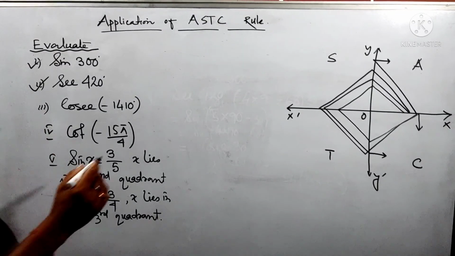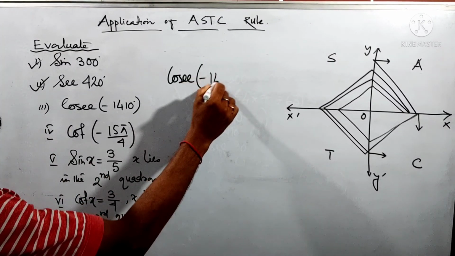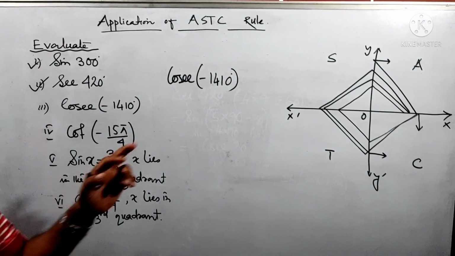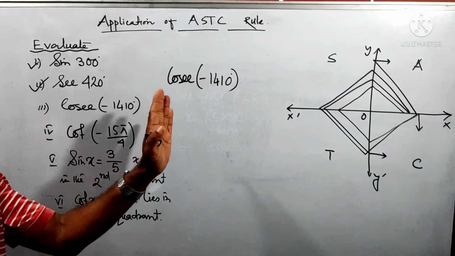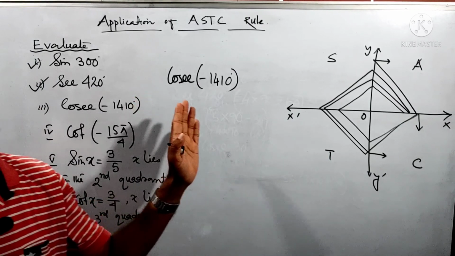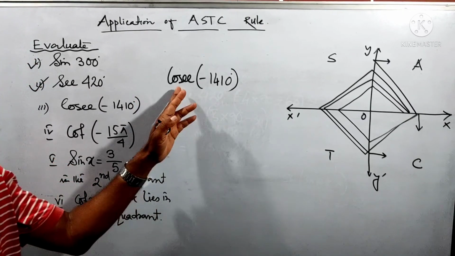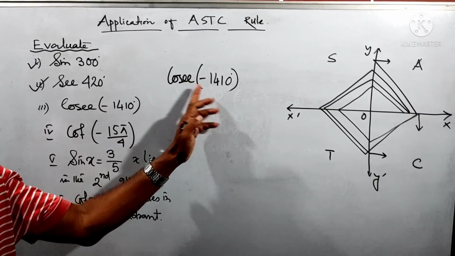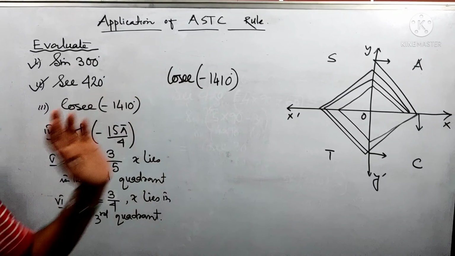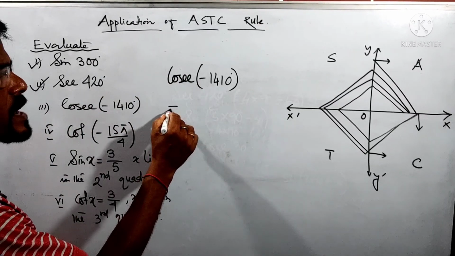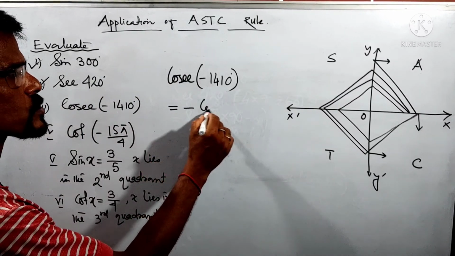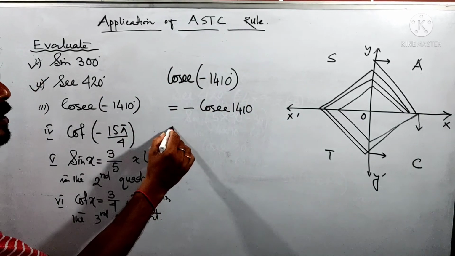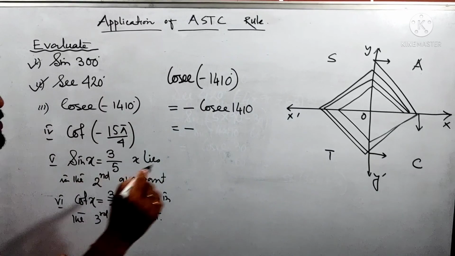Question number 3. This is cosec minus 1410 degree. In the previous video, I told you about the negative angles, the trigonometric ratio of a negative angle. Since it is cosec minus 1410, like cosec minus theta, and cosec minus theta means minus cosec theta, that's why first of all here is minus cosec 1410.